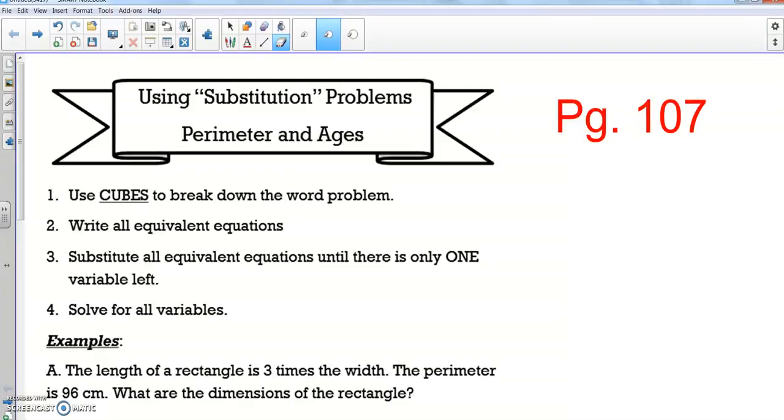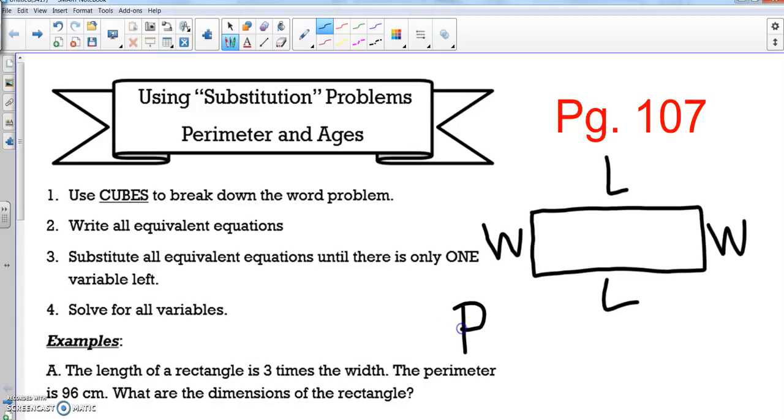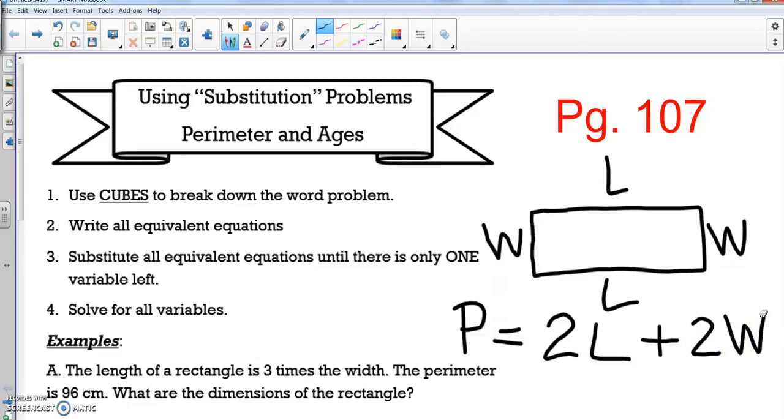Okay, all of these involve perimeter, or a couple of them involve perimeter. So I need you guys to remember some things about perimeter. Remember, when we're talking about perimeter, you've got width, length. So perimeter is always going to be equal to 2 times the length, because you add all the sides up, and 2 times the width. All right, so that's something you need to keep in the back of your mind when we're doing these.